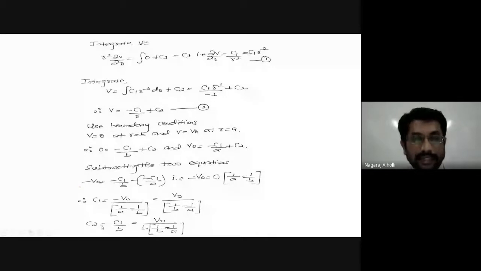Therefore, if you want C2, this is 0 is equal to minus C1 by B plus C2, right? Therefore, C2 will be equal to C1 by B. Take minus C1 by B to the LHS, it will be C2 equal to C1 by B. C1 is whatever you have got now here, V naught divided by 1 upon B minus 1 upon A, that divided by B.